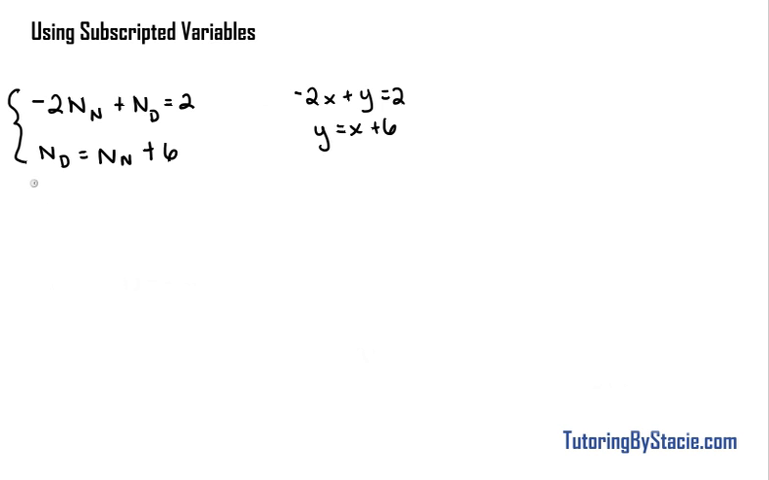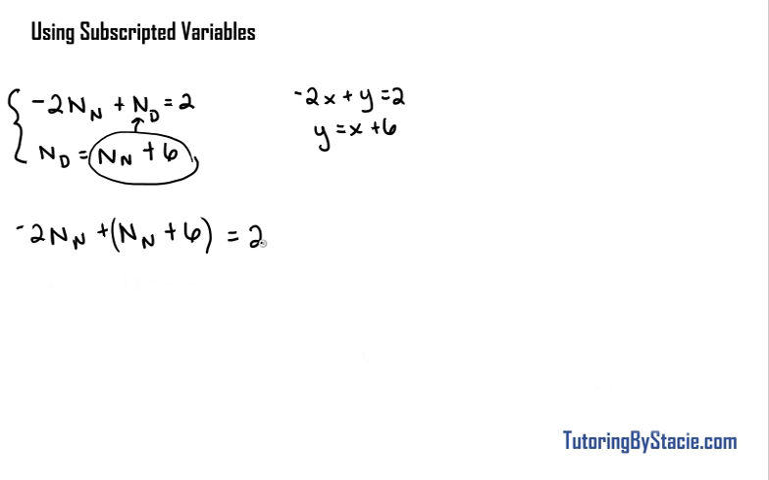So this particular system of equations is set up for substitution. So let's substitute n sub n plus 6 in place of n sub d in this first equation. So we get negative 2 n sub n plus n sub n plus 6, and that took the place of n sub d in the first equation, equals 2.